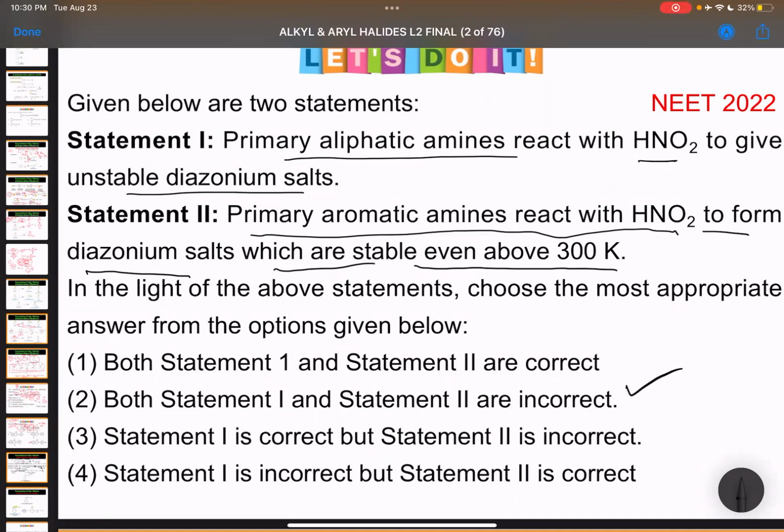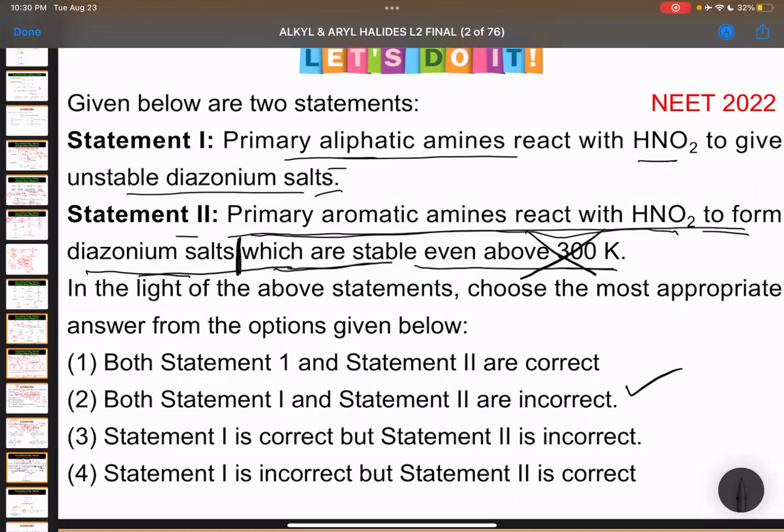It is B. Yes, correct. Very good. So this statement is correct. Primary amine reacts with NaNO2 plus HCl, it gives unstable diazonium salt. But this statement also appears to be correct. Primary aromatic amine reacts with NaNO2 to form a diazonium salt, which is stable. So you need to read each and every part of the statement. That's the learning. Up till this point, it is good. There is no mistake. But is the whole statement correct? No.